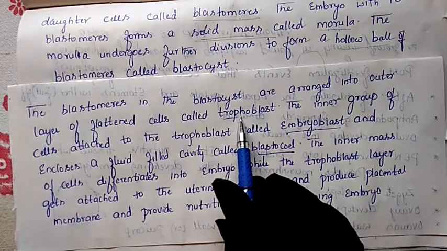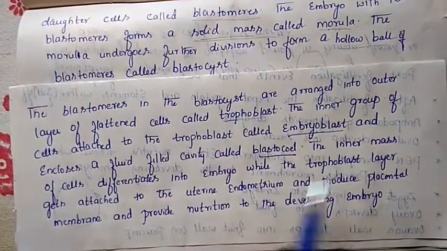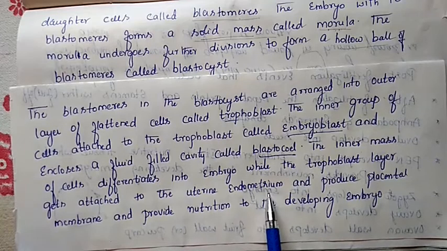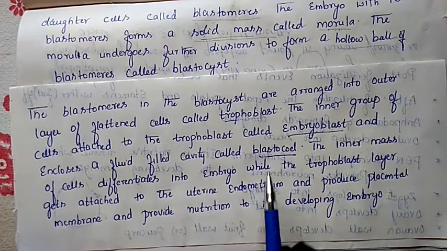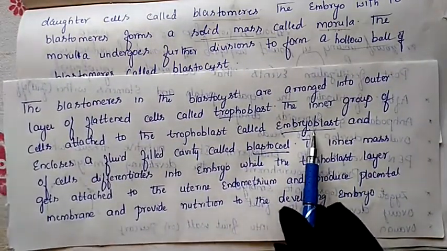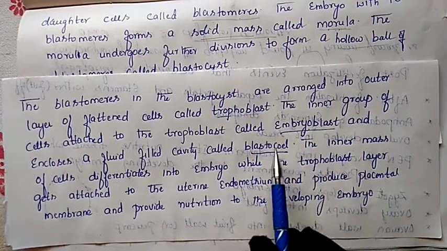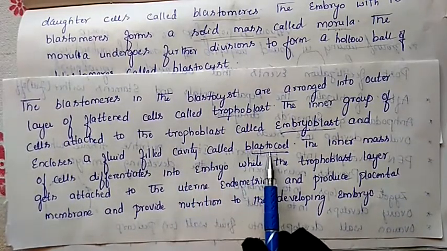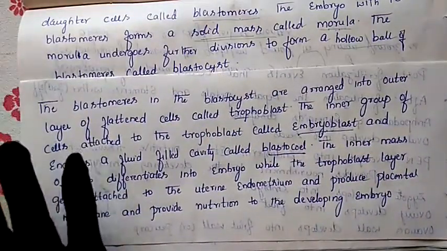Trophoblast cells are the outer layer cells, flattened cells that we call the trophoblast. What is the function of this? It helps in the attachment to the uterine endometrium layer. After implantation, when the blastocyst is attached to the endometrium layer, the trophoblast is supporting. The embryoblast is the inner mass of cells, and it helps in the formation of the embryo. The space filled with fluid, that cavity, we call the blastocoel.